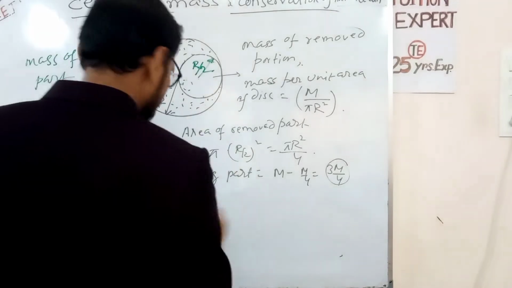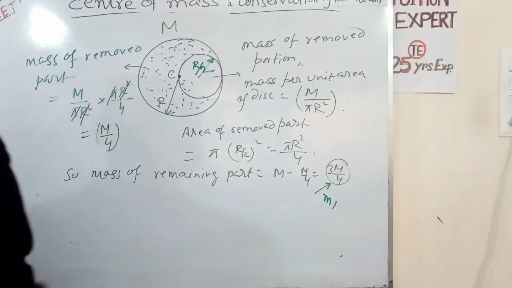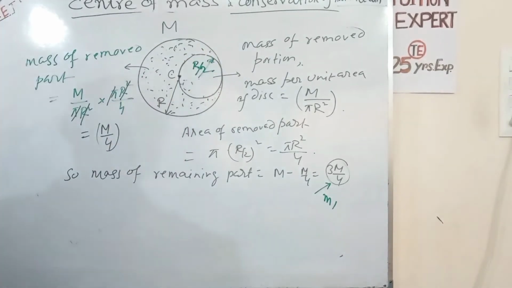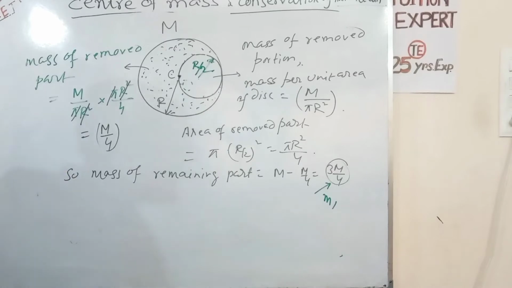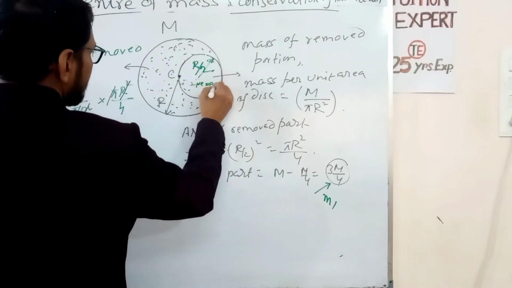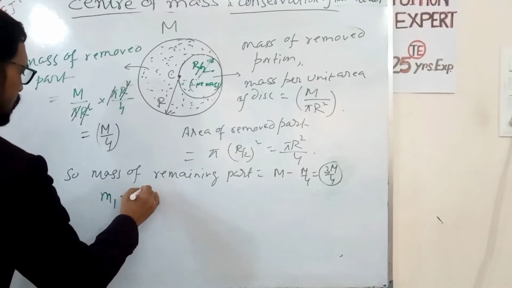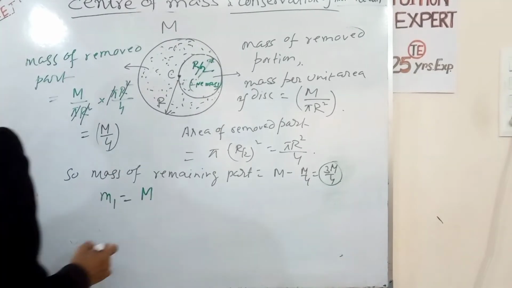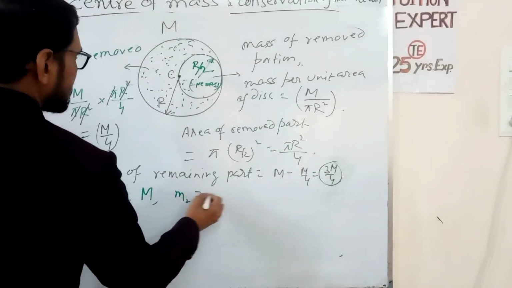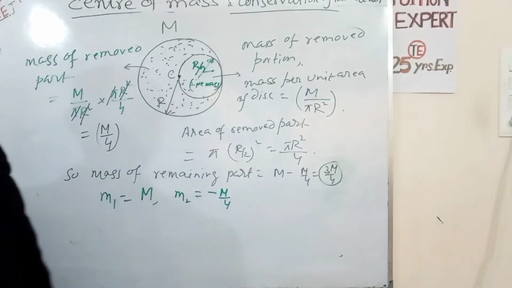Now suppose this is m1 and this part is m2. This is the removed part, that is, the hollow portion. The important point is to take this mass as negative mass. This is the best method. Consider the whole mass as m1, equal to the mass of the whole disk, which is m, and m2 is minus m by 4. Then m minus m by 4 will be 3m by 4, the mass of the remaining part.